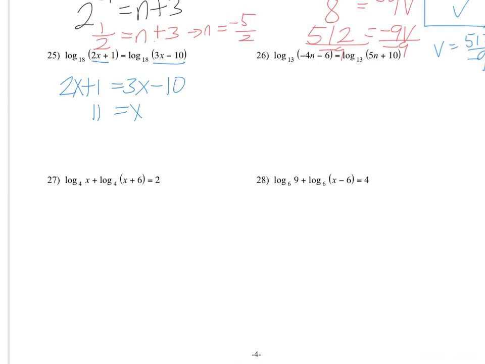Let's see if we get something that works on both sides when I do that. So we get log base 18 of 22 plus 1 is 23. And on the left side, log base 18, 3 times 11, 33, minus 10 is 23.